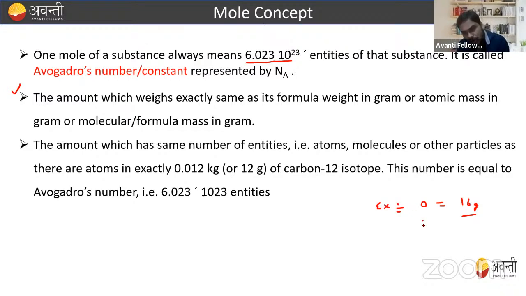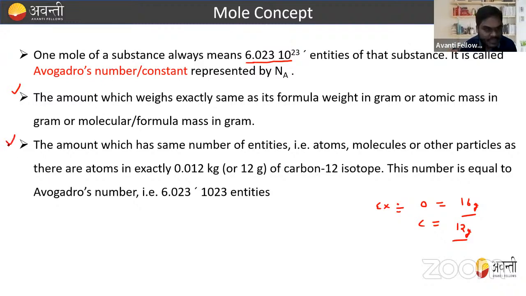Similarly, if I'm talking about carbon, 12 gram of carbon has this much of entity, 6.023 × 10^23. So this is all about the mole concept: what you mean by the term mole, how you will identify which one is 1 mole, and that 1 mole is also equal to its molecular mass, or formula mass, in gram. I hope this is clear.